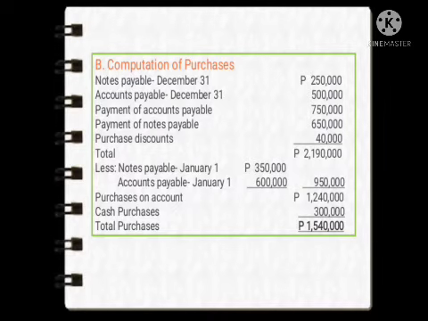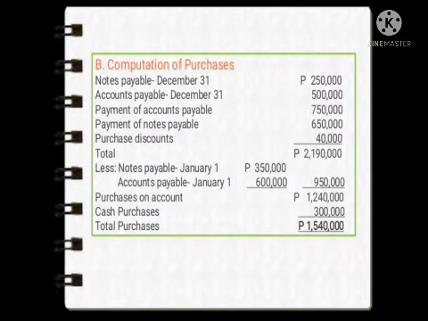With a total of 2,190,000 less the notes payable and accounts payable, which is equal to 950,000. So, the purchases on account is equal to 2,190,000 minus 950,000, which is equal to 1,240,000. Add the cash purchases, 300,000, is equal to the total purchases of 1,540,000. And then, compute the interest expense.